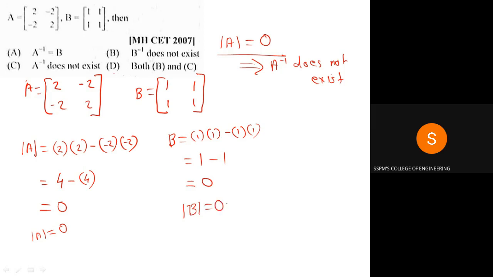So for both matrices, the value of the determinant was 0, which implies that both A inverse and B inverse do not exist. Okay. So option B is B inverse does not exist. Option C is A inverse does not exist. And option D is both B and C. So that is our correct option, as A inverse and B inverse both do not exist.